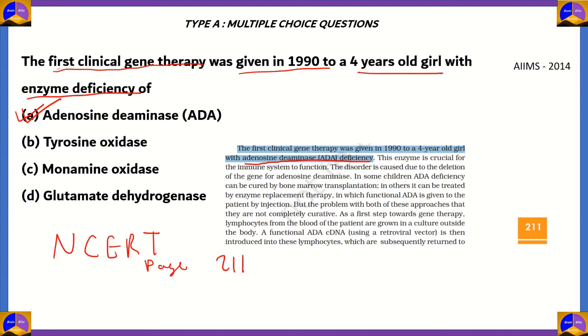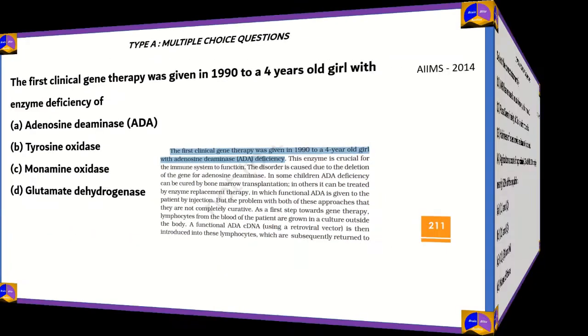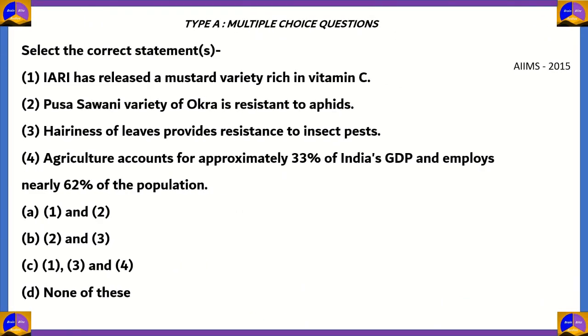As you can see, this question is taken directly out of the textbook, so the textbook is very important. You have to read the textbook and try to memorize most of the information given so that you can have a good chance of scoring big in medical entrance exams. So moving on, let's look at the next question.